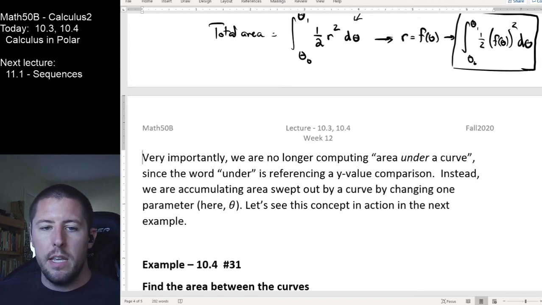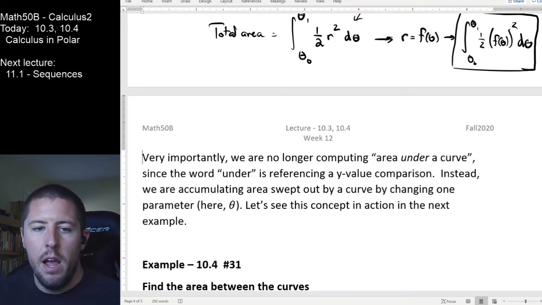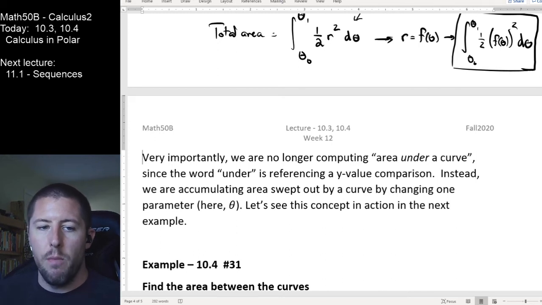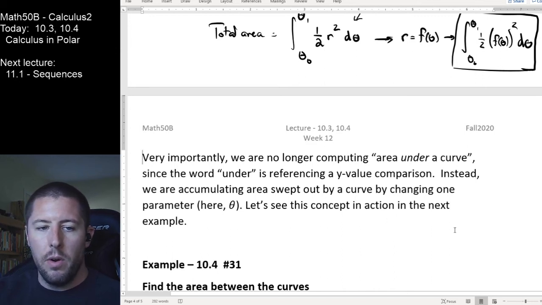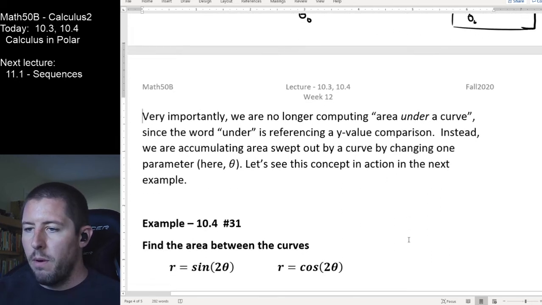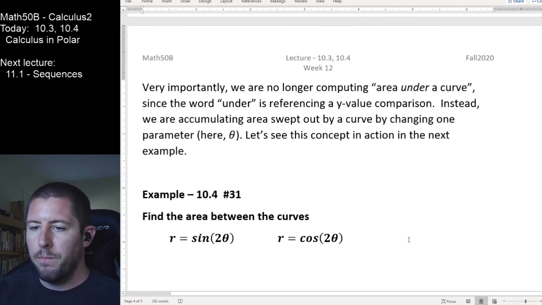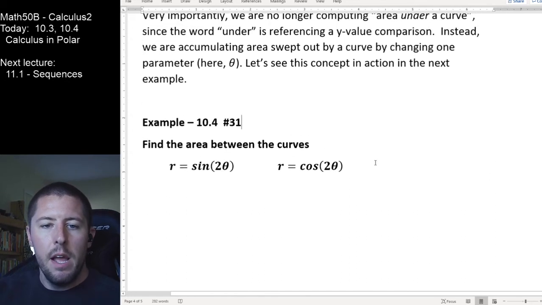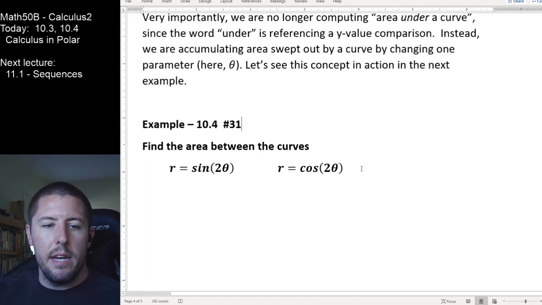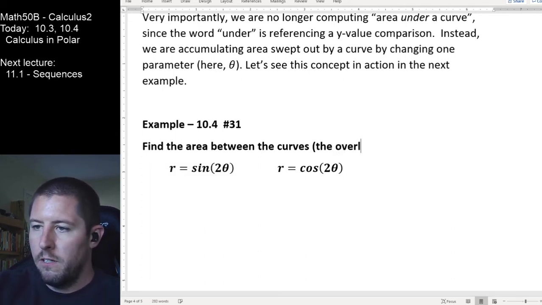So what we're going to see here, and I'm going to highlight this in the example, is that we don't think of this as area underneath a curve anymore. That will lead you astray in this situation. So let's see what we see otherwise when we perform this sweeping out of theta. What I would like us to do is number 31 from section 10.4 of the homework problems, where I want to find the area that is between these two curves. That is the overlap.